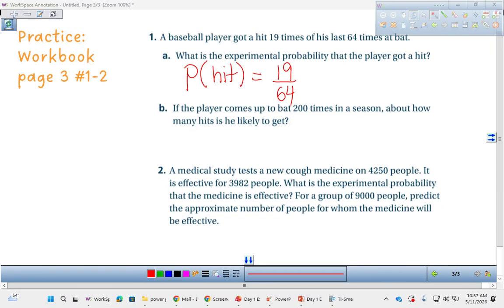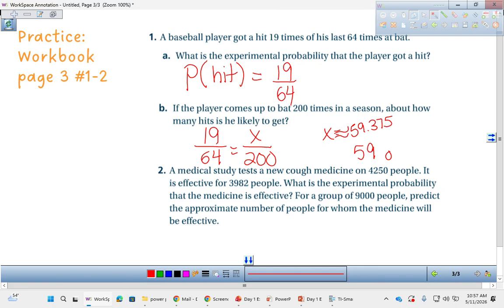All right, what if we go 200 times at bat? Well, we're going to do 19 out of 64 is equal to something out of 200 at bats, right? This is 64 at bats total. This is 200 at bats total. We're going to cross multiply. What do we get? It's like 59 point what? 59.375. So I'm okay with you saying 59 or 60 hits. Round either way, as long as you're in the ballpark.